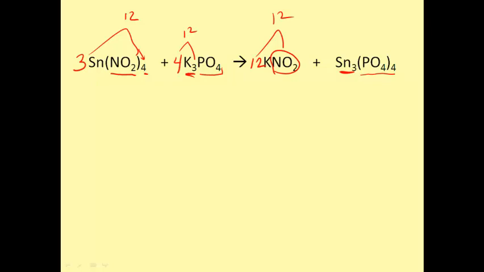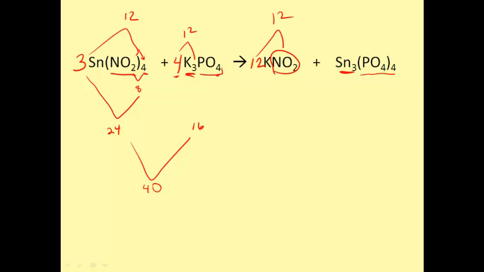A final check of individual atoms. In particular, let's look at oxygen atoms because we were sort of leaving them till last. Let's see what we've actually got here. We've got 2 times 4, that's 8 oxygen atoms, times 3 is 24. And over here we have 4 times 4, that's 16 oxygen atoms. That gives us a total of 40 oxygen atoms on the reactant side.